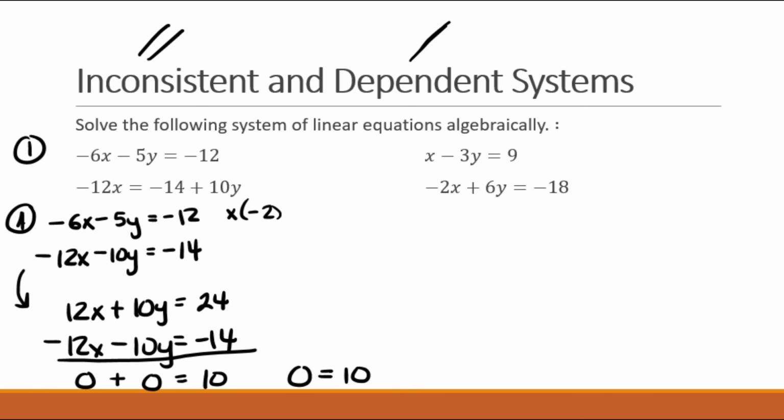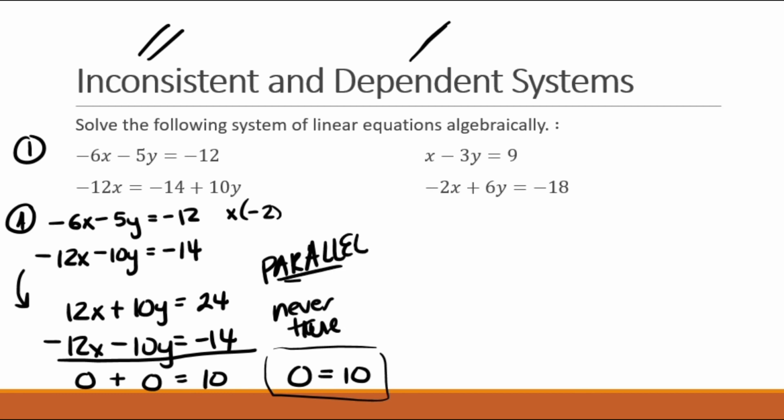I ran out of variables. I didn't solve this. I just accidentally disappeared my x's and my y's. So if you get to a point mathematically where you find something that is never true, 0 is never equal to 10, let's think of it as logic, those lines never cross. That is parallel. So mathematically, this is what parallel lines look like. The numbers might be different, but it's going to be something that makes no sense.